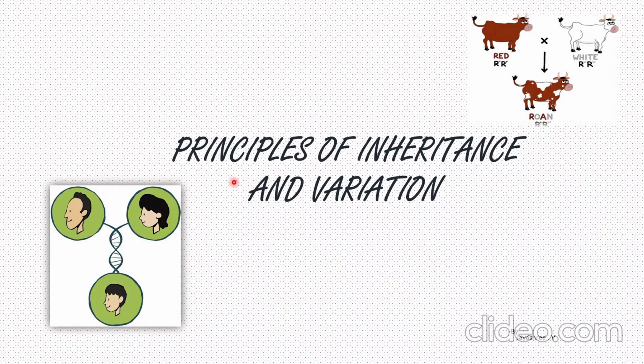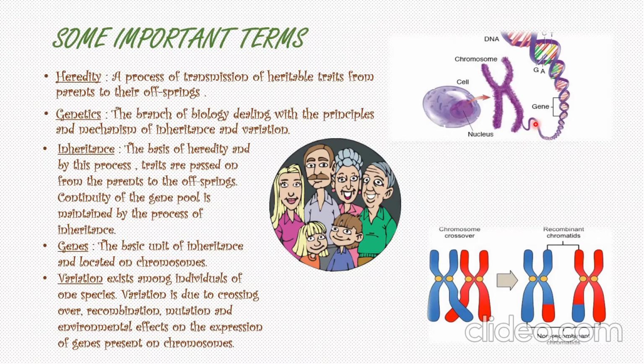Discussion is the principles of inheritance and variation. One of the pictures shows a child genetically linked to his parents by DNA, and the other picture depicts a random cross, about which you'll be learning soon in my lectures. So guys, stay tuned. Now, let me move through some important terms for better understanding.